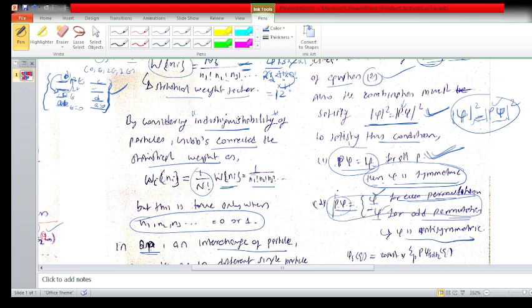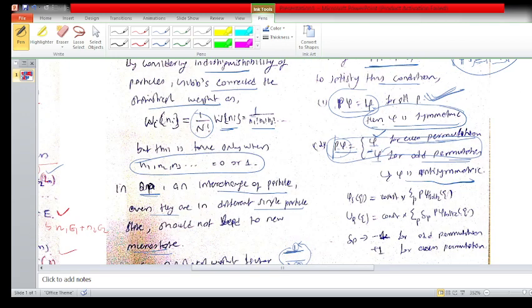Then psi is antisymmetric. If the wave function depends on the permutation, and after permutation you get the same wave function, then that particular wave function is called symmetric. If it gives you psi or minus psi, depending on whether it is an even permutation or an odd permutation, then that wave function is called antisymmetric.